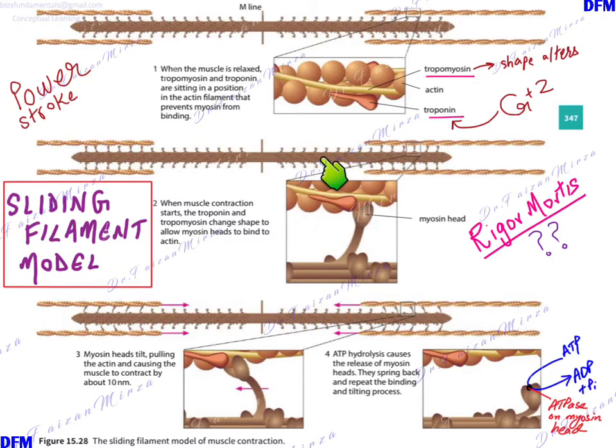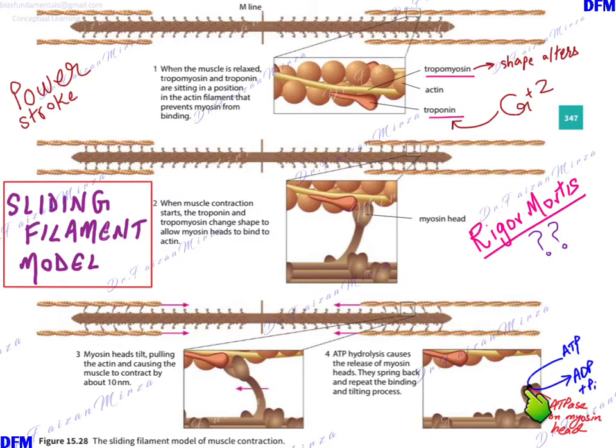So it attaches, it pulls it inwards. So this is the actin going inwards. When it goes inwards, it is moving towards the M line. So this allows the sarcomere to shorten by 10 nanometers. Then the hydrolysis of ATP occurs. ATP comes from mitochondria as well as from sarcoplasmic reticulum.